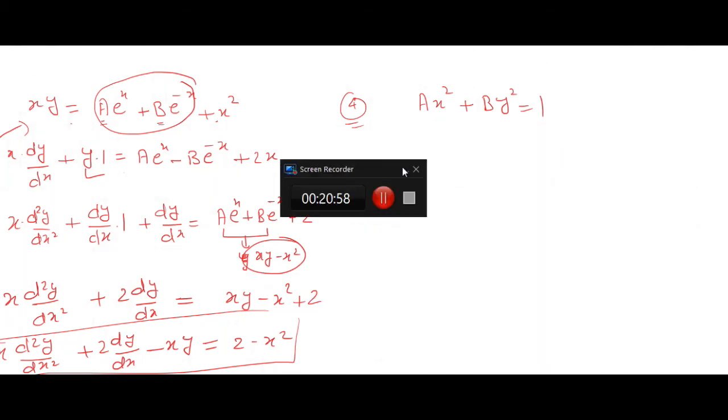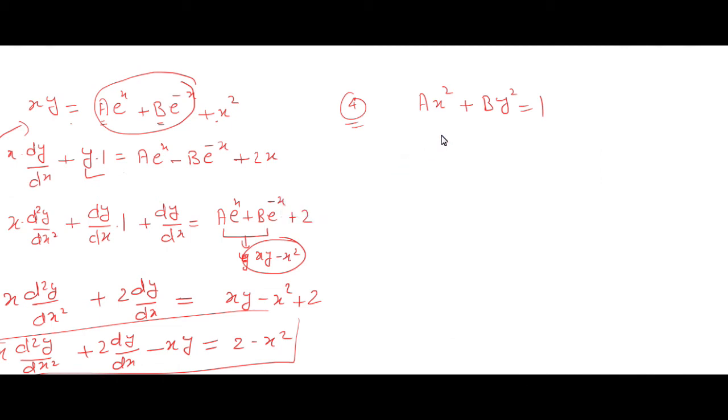So we will write this as 2ax plus 2by dy by dx equals 0. So you will have ax plus by dy by dx equals 0. Again we have coefficients a and b. You will again differentiate this equation.